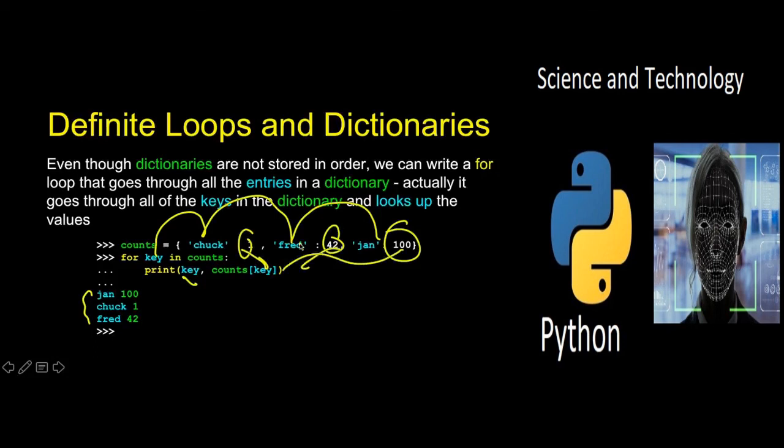Pulling it out of the dictionary, right? And so we can pull out the corresponding value, and so we print out Jan 100, Chuck 1, Fred 2, and that runs this loop 3 times.